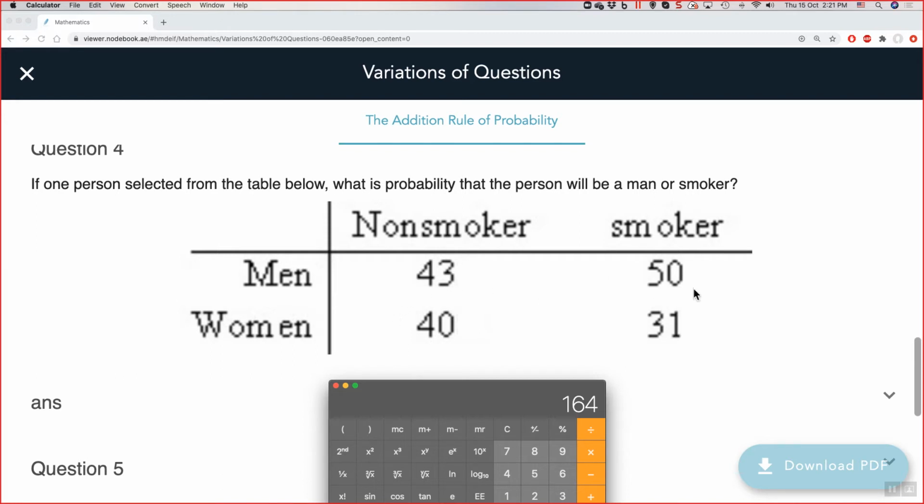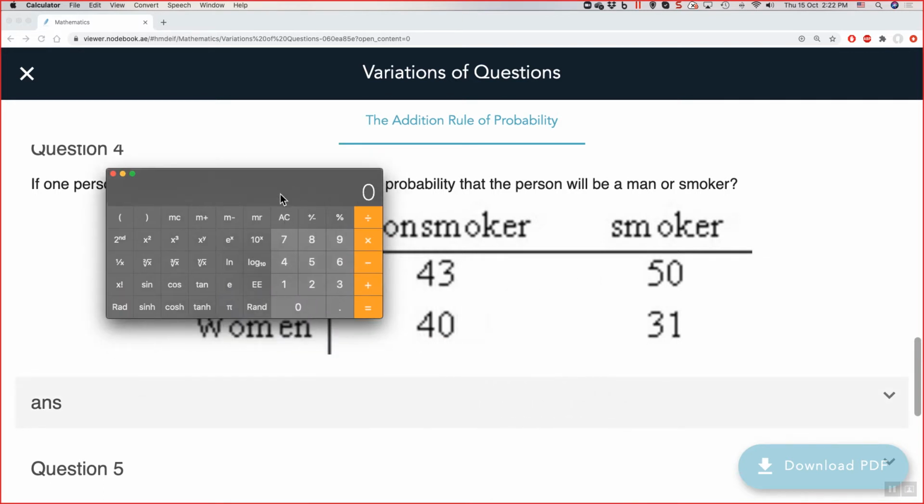I have to say 93 plus 81? No. Why? Because there are 50 smokers who are at the same time men. So you cannot count the 50 twice, once with the men and again with the smokers, and say this is the union. In the merge, in the union, we don't repeat elements. That's why you can get the union, the man or a smoker, without using a rule, by simply adding these three numbers: 43 plus 50 plus 31.